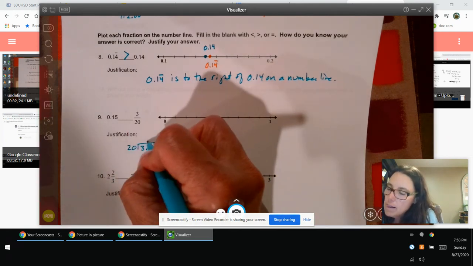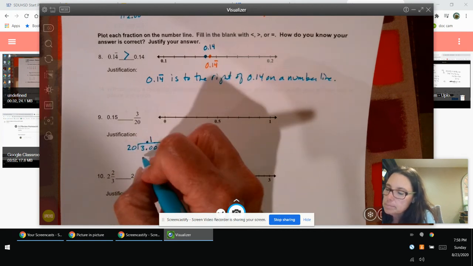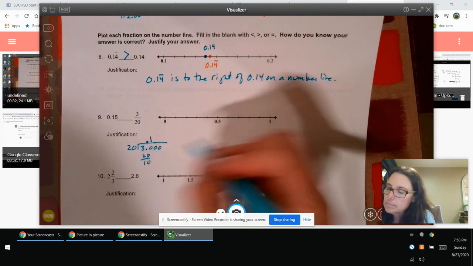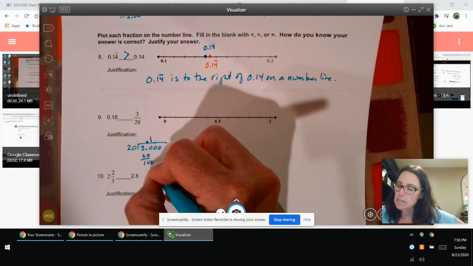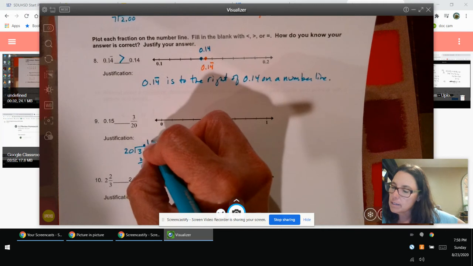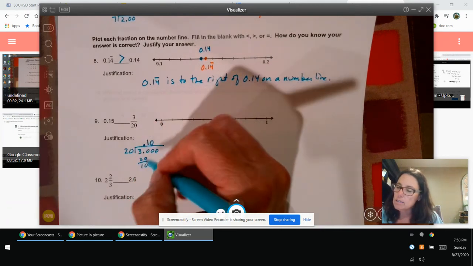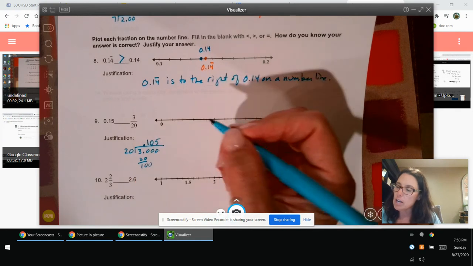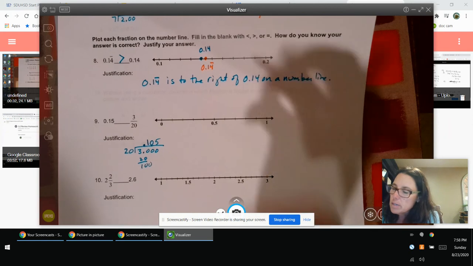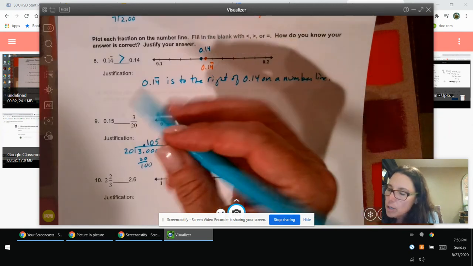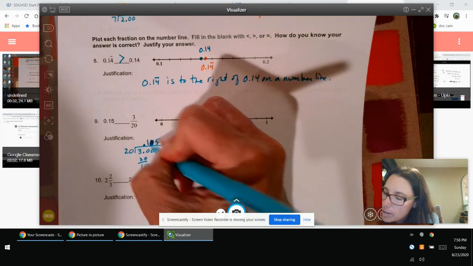20 goes into 30 one time. 20 does not go into 10, so we need to bring down another digit here. So 20 into 100 goes 5 times. All right, so, whoopsies. Scratch that. I took a 0 up when I should not have taken a 0 up. It came down.